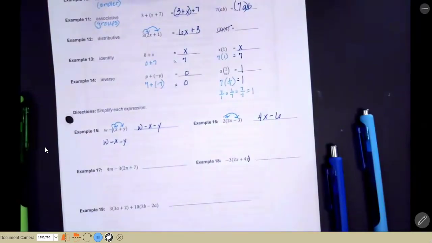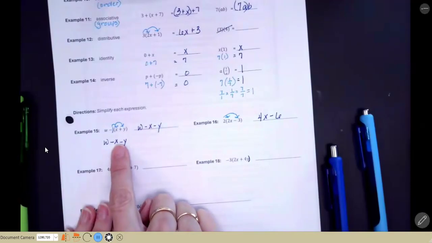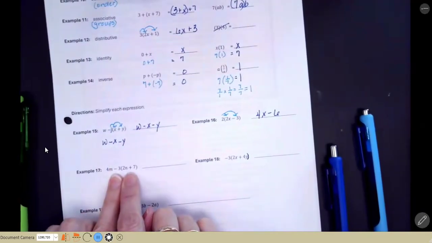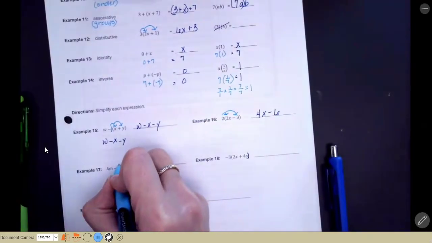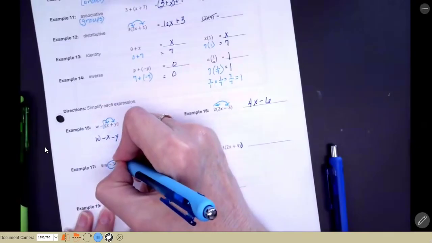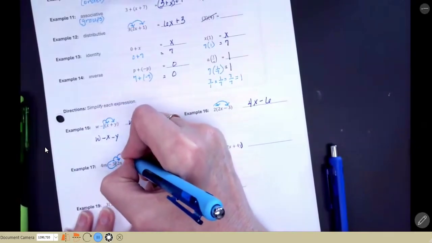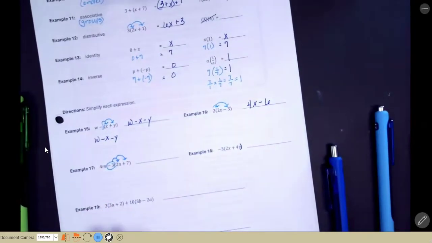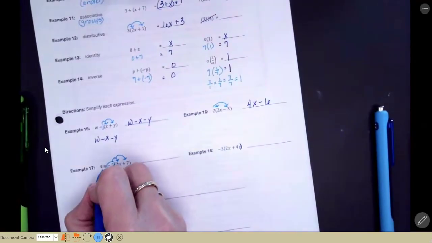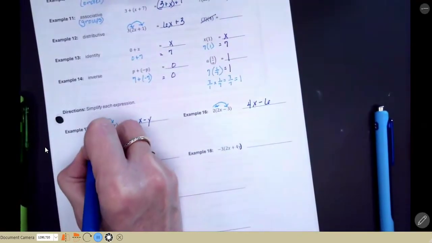Okay, example 17 is like example 15. You're only distributing the term that's in front of the parentheses. So when you distribute, though, you have to take the sign that's in front of it. So you're actually distributing a negative 3. So you're going to distribute that to the 2n and to the 7. Okay, so I'm going to bring my 4m down, just like I did my w.